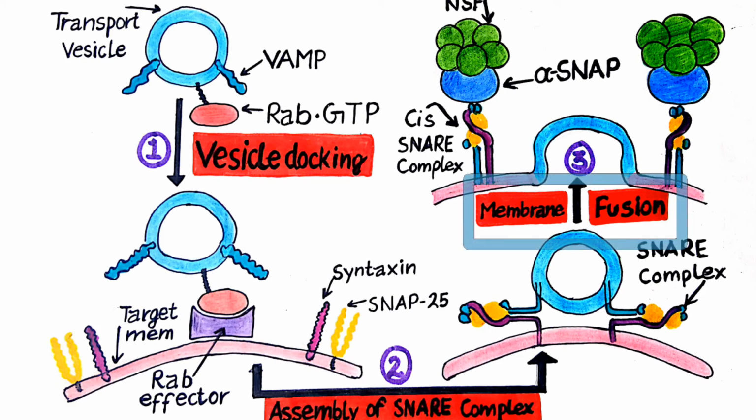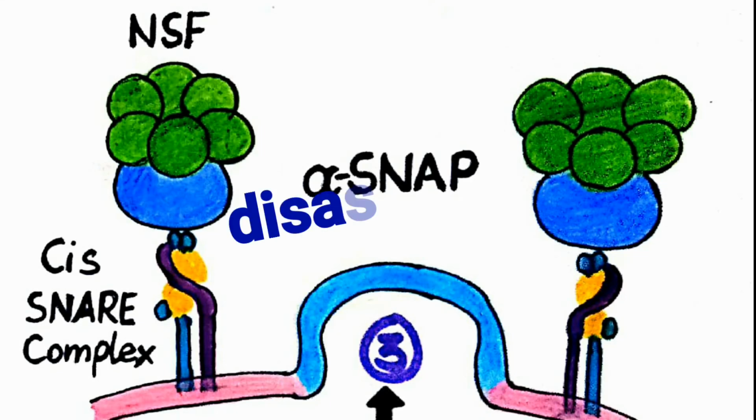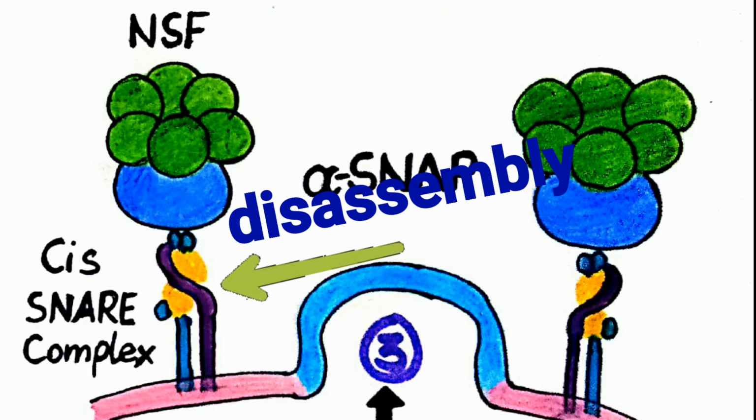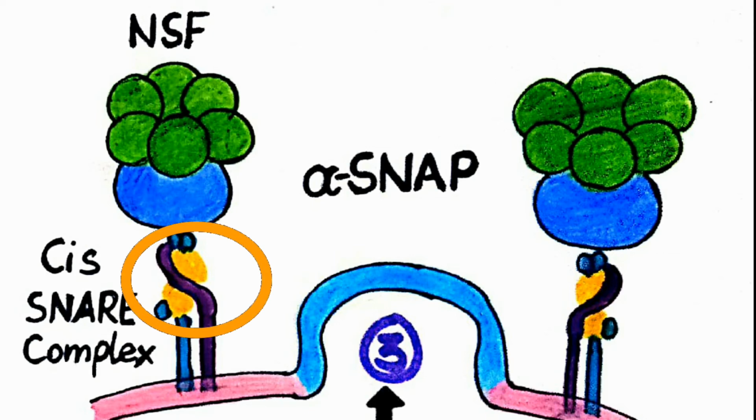So when the fusion has completed and the contents which are present in the vesicle have been transported outside the plasma membrane, what next? Now it's time for disassembly of the SNARE complexes so that the SNARE proteins can be available for additional fusion events. But the SNARE complexes are tightly coiled by numerous non-covalent intermolecular interactions.